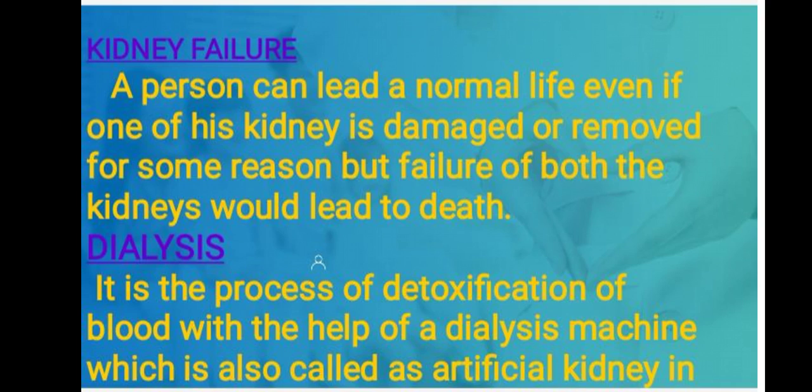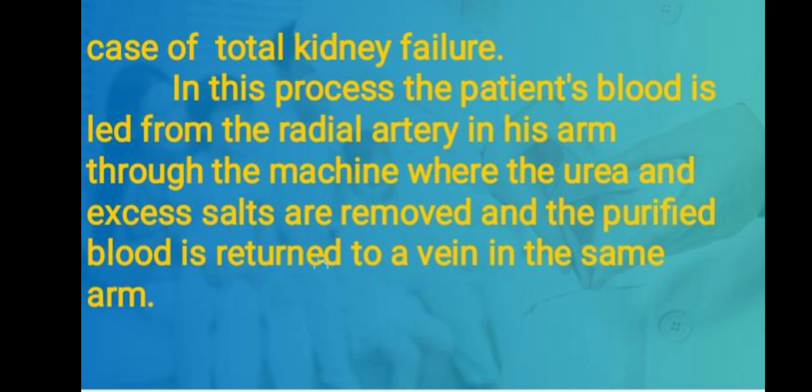So if a person has both kidneys failed, then he or she will have to undergo a process called dialysis. It is the process of detoxification of blood with the help of a dialysis machine, which is also called an artificial kidney in case of total kidney failure. In this process, the patient's blood is drawn from the radial artery in his arm through the machine where the urea and excess salts are removed and the purified blood is returned to a vein in the same arm.